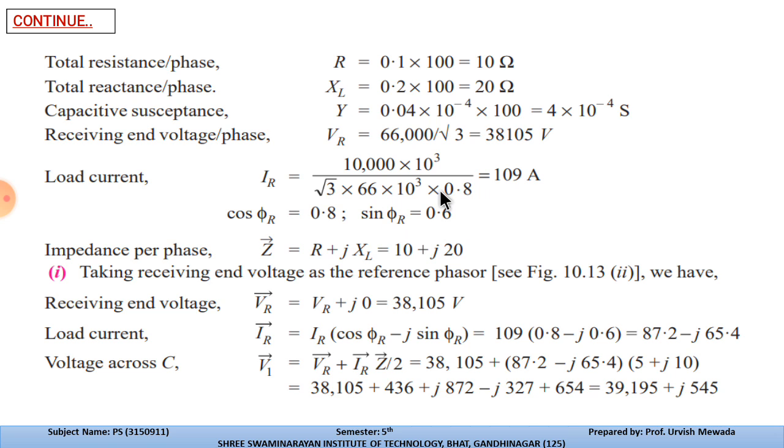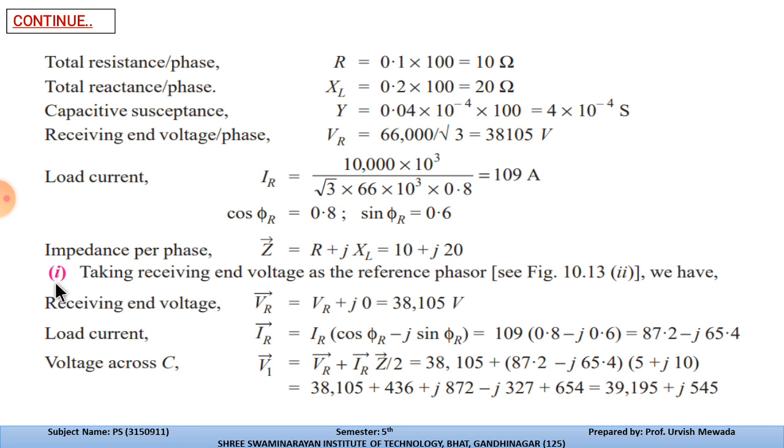Now the impedance per phase. The impedance is a composition of the resistive component as well as the reactive component. So Z is R plus jXL. We have the value of R and XL. R is 10 for the 100 kilometer line, and XL is 20 for the 100 kilometer line. This is the overall resistance and reactance, and from that we get the overall impedance of the circuit.